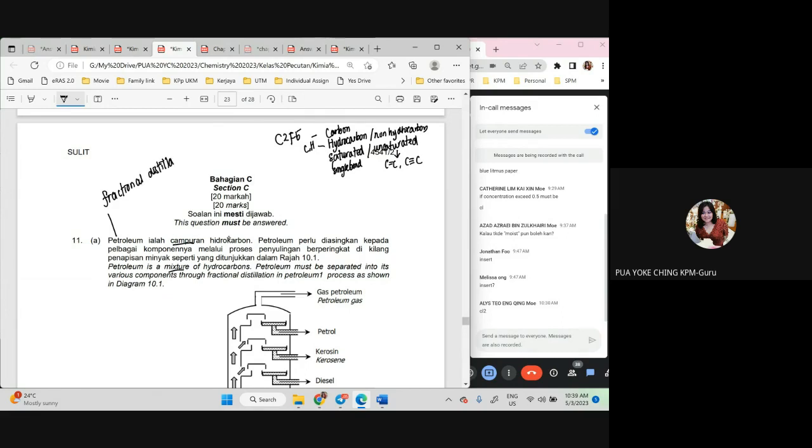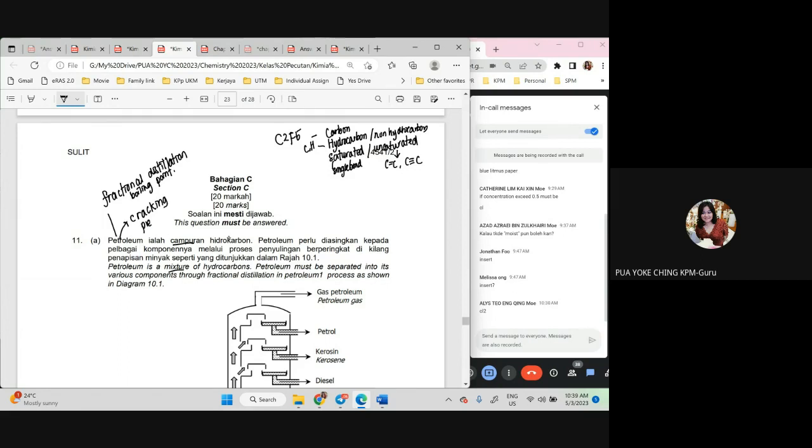Penyulingan secara berperingkat. So, fractional distillation berfungsi disebabkan the mixture have different boiling point. Okay, mereka mempunyai takat didih yang berlainan. So, you panaskan and then you collect based on their boiling point. Okay, itu ialah to separate the mixture. Pecahkan campuran. Pisahkan campuran.